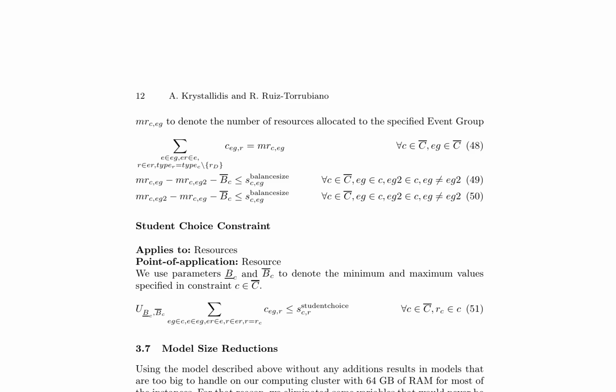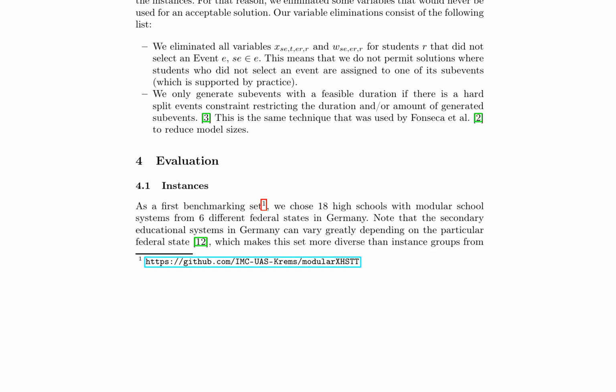The model size was reduced by eliminating variables that would never be used for an acceptable solution, focusing on feasible subevents. The evaluation uses 18 high schools in Germany as a benchmark, considering the diversity in secondary educational systems. This approach aims to create more personalized and efficient timetables, addressing the complexity of student and event constraints.